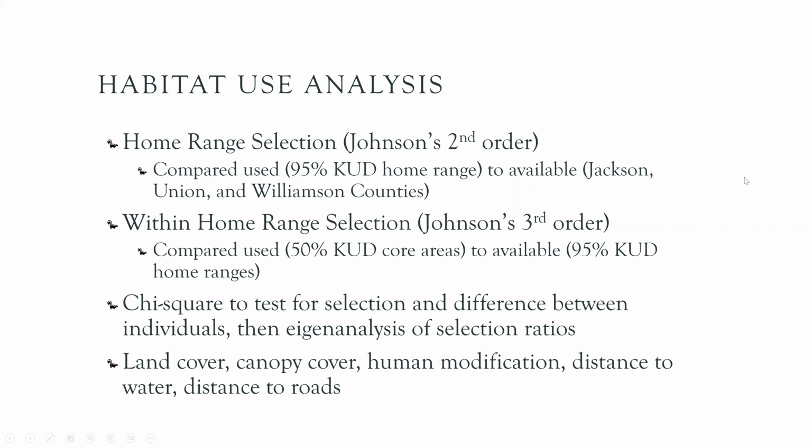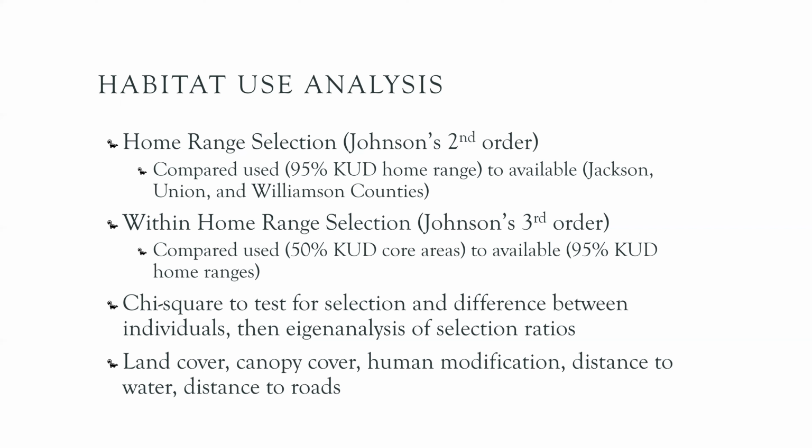For habitat use analysis, I performed home range selection, which is Johnson's second order of selection, where I compared the 95% home range, so that area where they spend 95% of their time, to the available habitat in 3 counties in Southern Illinois. Then I went into a smaller scale analysis here within home range selection, which is Johnson's third order of selection, where I compared the used 50% KUD core areas to the available 95% home ranges.